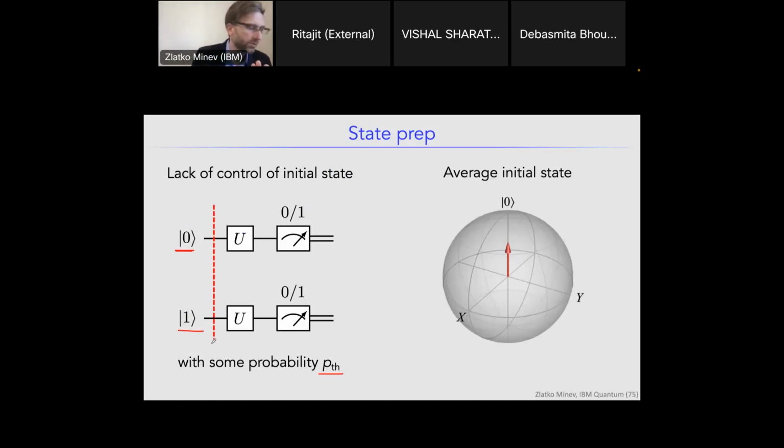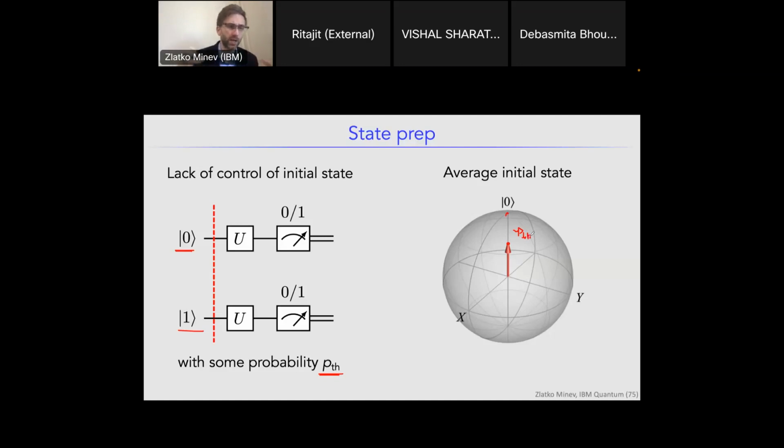if you look at the initial state and average over all the possible initial states, remember that 0 points up and 1 points down in the Bloch sphere. And now we're saying with some probability I take a vector pointing up, with some probability I take a vector pointing down, I average them. What am I going to get? I'm going to get a vector that points up with a shorter length. That's going to be determined by this p thermal. So the length here, the shrinkage of the Bloch vector, is going to be proportional to p thermal, the probability that we're actually in the 1 state when we thought we were in the ground state.